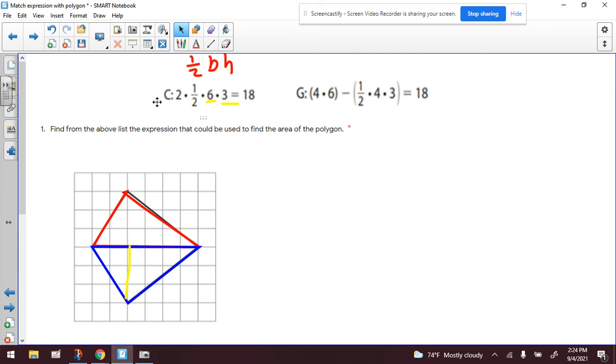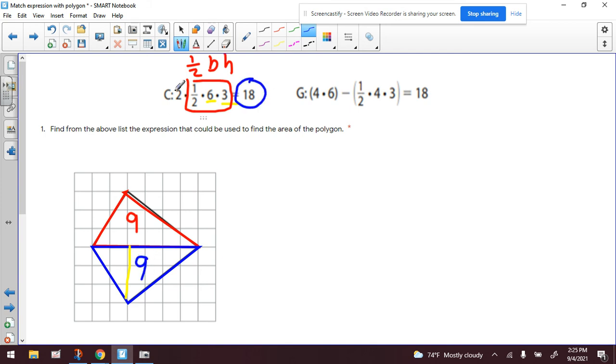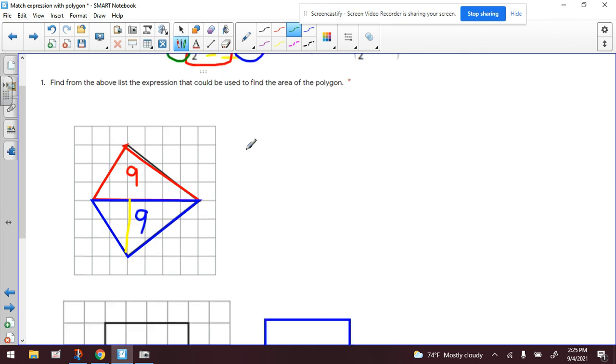So if we were going to find the area of one of these triangles, either the red one or the blue one, let's say we're going to do the red one. If we found the area of the red one, half of 6 would be 3, and 3 times 3 would be 9. So the area of the red one would be 9, and the area of the blue one would also be 9. So that has an area of 18, and therefore would match. This structure matches, and what's another reason it matches? It's because we have two shapes that both have a base of 6 and a height of 3.